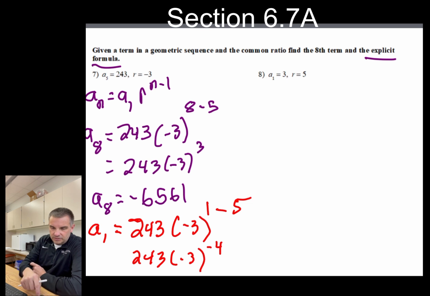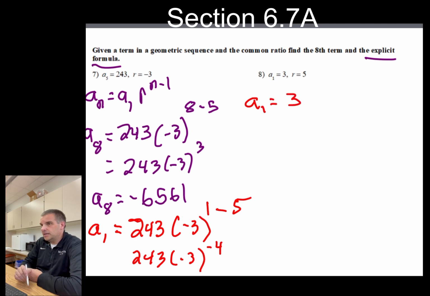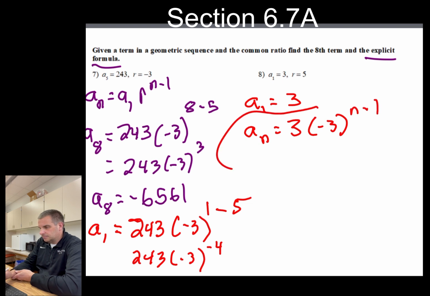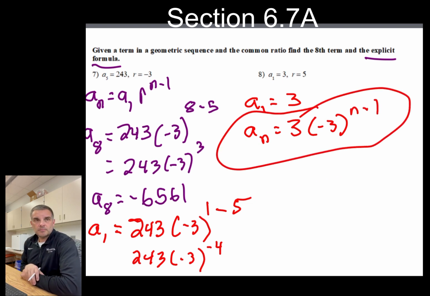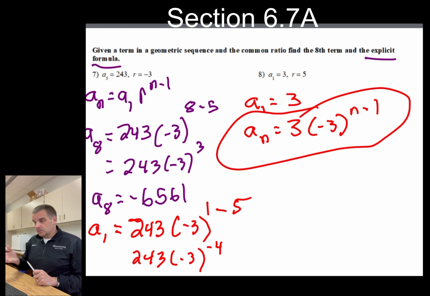So we're going to take -3 raised to the -4th, take that times 243. And then my first value, if we do that, you get a of 1 is equal to 3, which is always nice. So then our formula, a of n, is equal to our a of 1 value, which is 3, times our ratio, which is -3 to the n minus 1. And you're done. Okay, so a little bit different with that question. But yeah, so there it is.